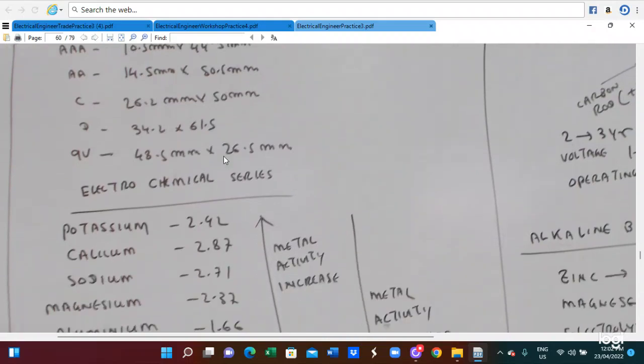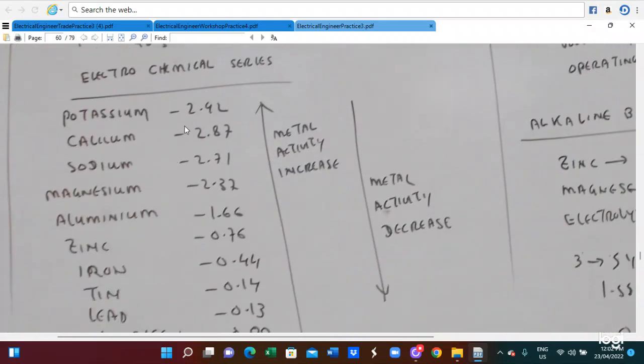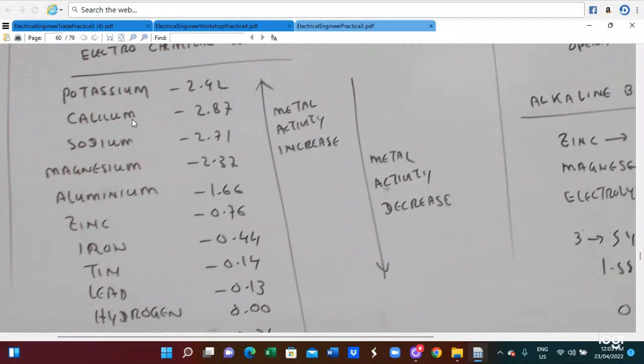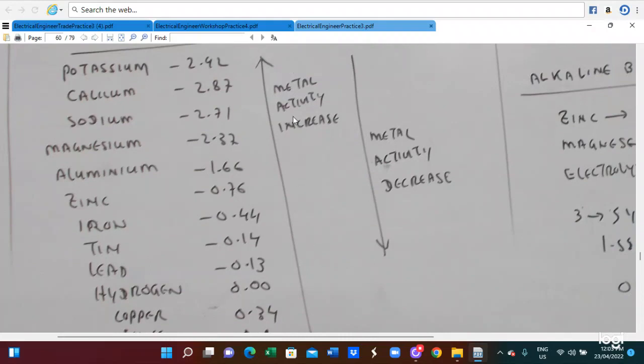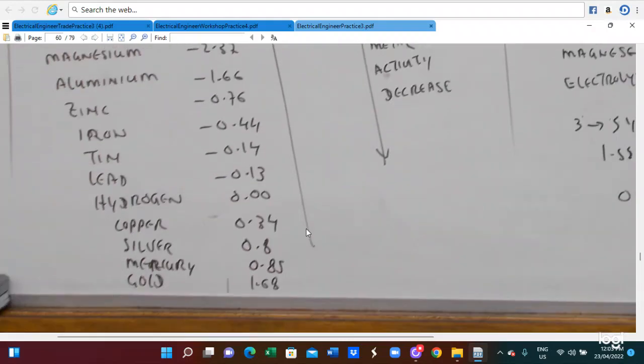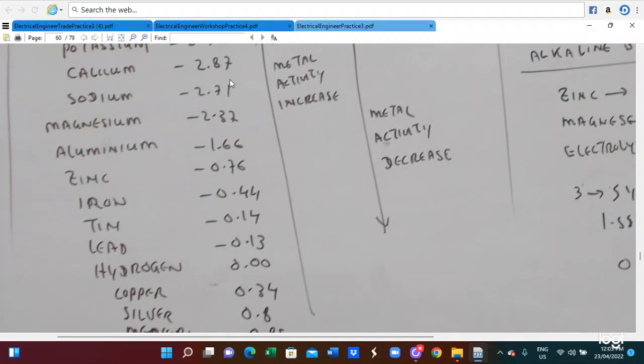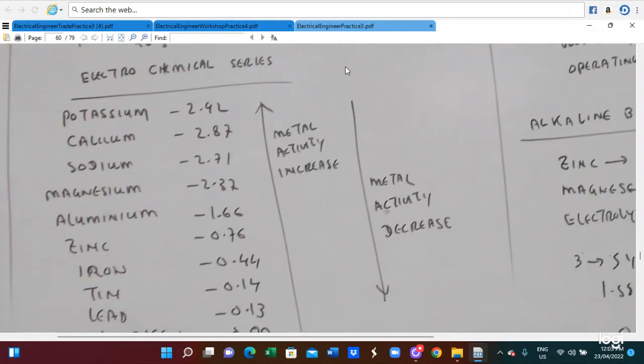So there is the electrochemical series: potassium, calcium, sodium, magnesium. This is the electrochemical cell. So when the metal activity increases from here to here, going up the metal activity increases, going down the metal activity decreases.